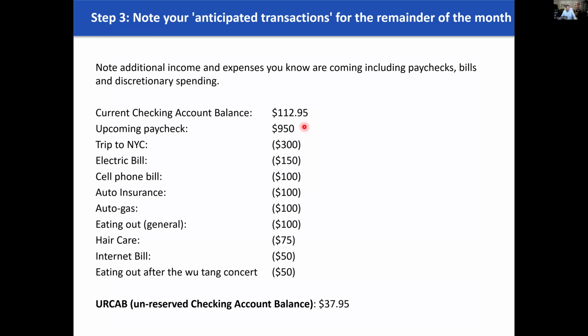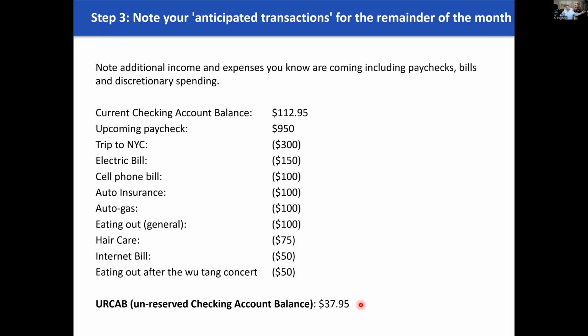Well, I know I'm going to get a paycheck. I know I've got this trip coming to New York City. We're going to go and see a concert, go to see the Wu-Tang Clan. And then we got some bills coming up. And actually, let me note that I'm going to be eating out with my friends after the Wu-Tang concert. I'm sure that's going to happen. And then also, let me set aside another $100 for eating out because clearly I spent a lot of money doing that. And after all of that income and expenses, I expect to have at the end of the month $37.95. I call that number my URCAP, my unreserved checking account balance.